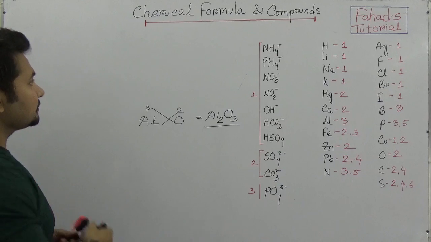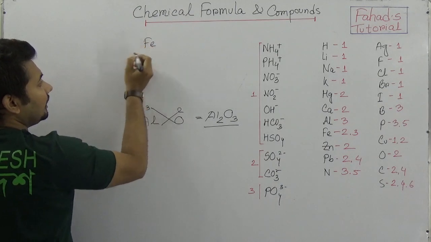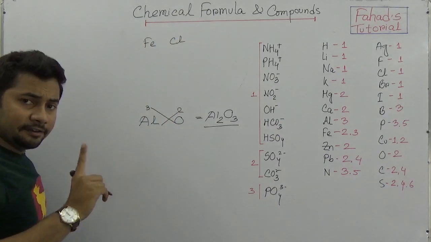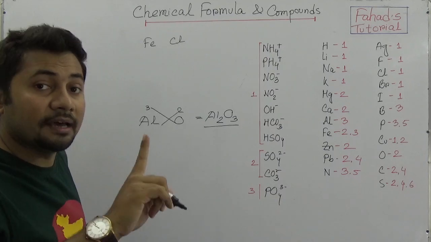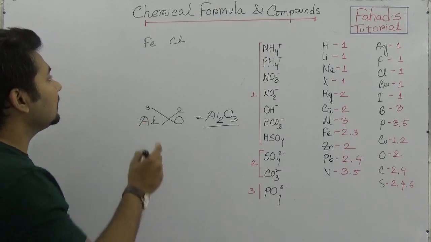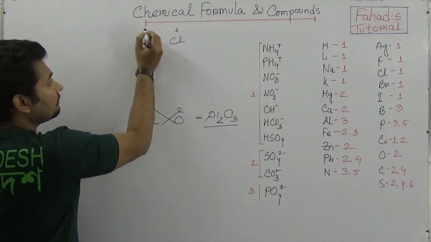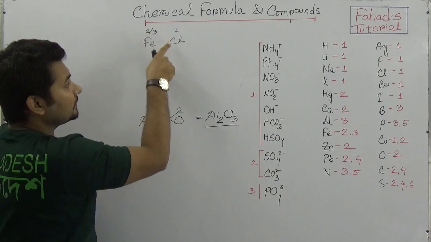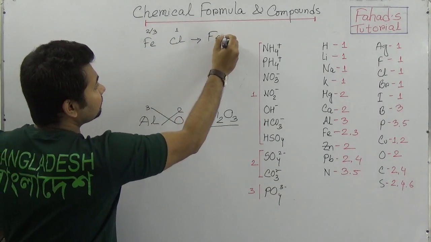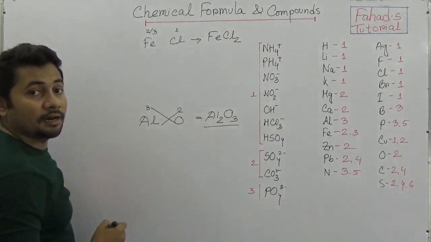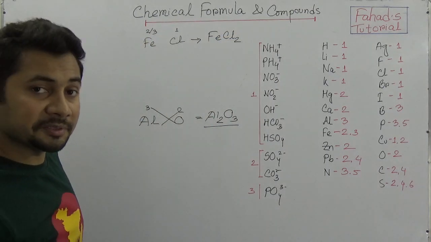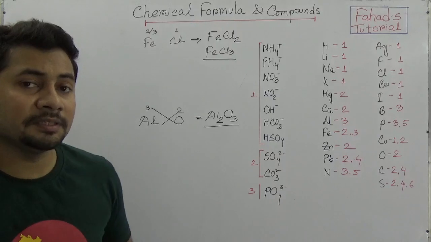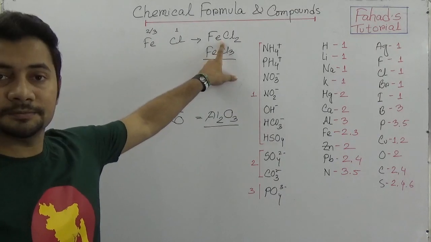Suppose iron is added with chlorine, and you know that iron has two valencies, 2 and 3, as it has a variable valency, and chlorine is always the same. So in this case you can use both. If you use 2, then the formula would be FeCl2. Or if you use 3, then the formula would be FeCl3. Now what should be the names of these compounds?